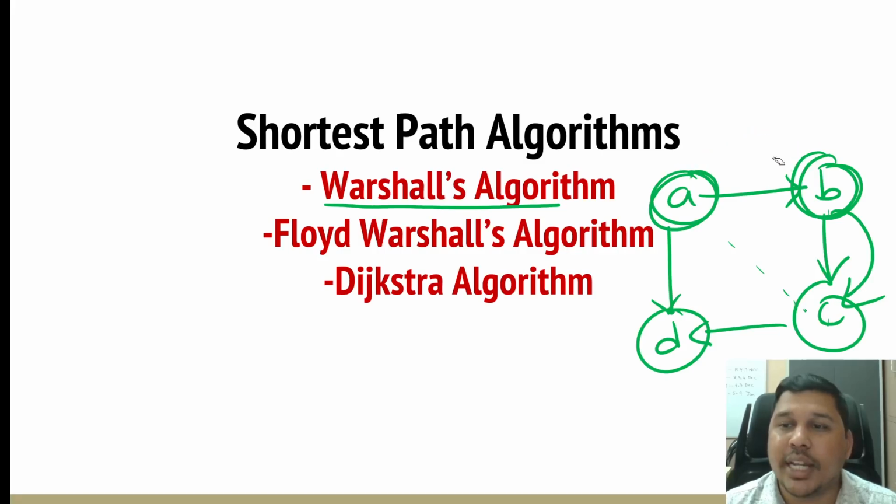I am able to reach A to B directly, A to D directly, but not C. So is there any path possible to reach from A to C? That will be given to us by Warshall's algorithm. Next, from B can I reach A? No, from B I cannot reach A because there is no direct path. But can I go to C and D and come to A? No, that is not reachable from B. So that kind of conclusion we will be getting using Warshall's algorithm.